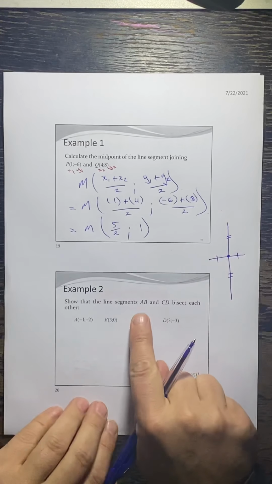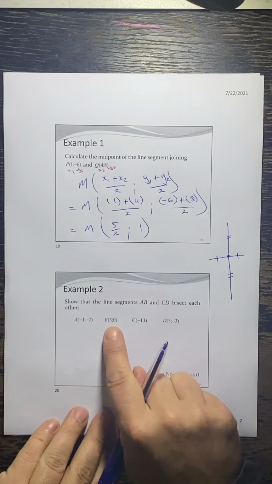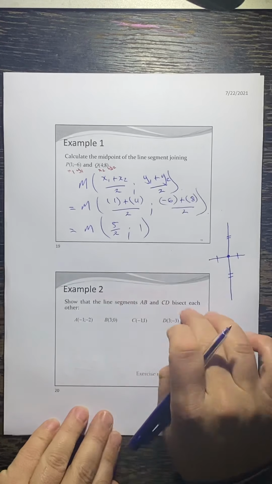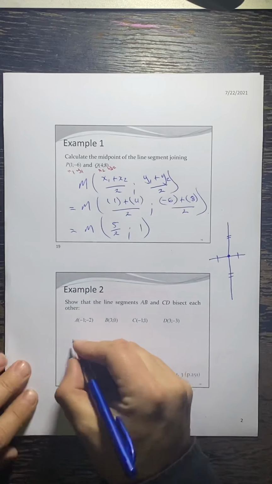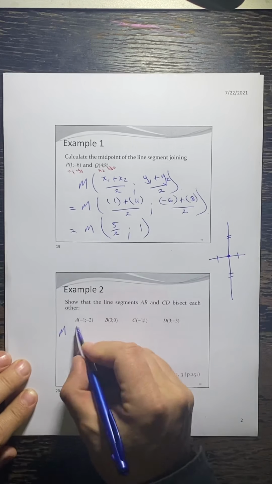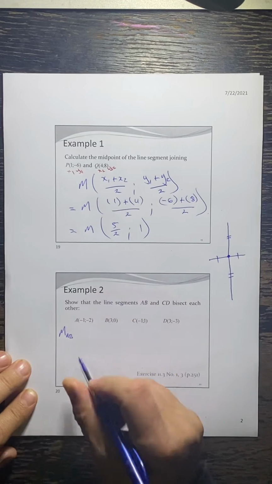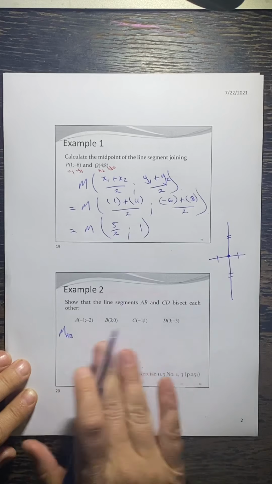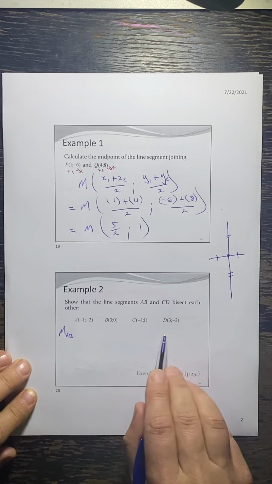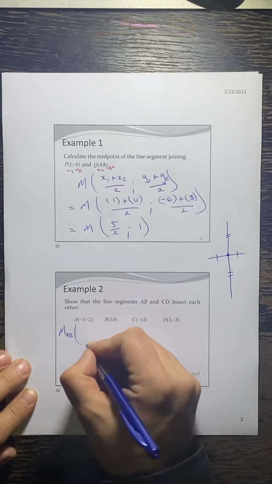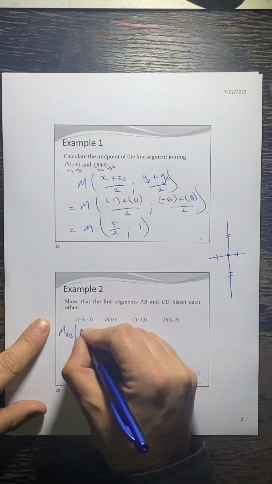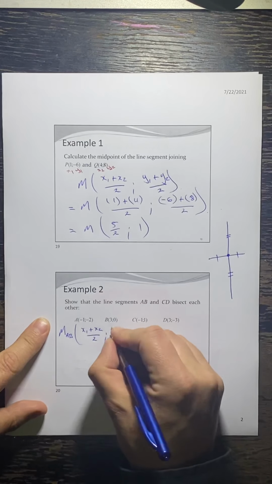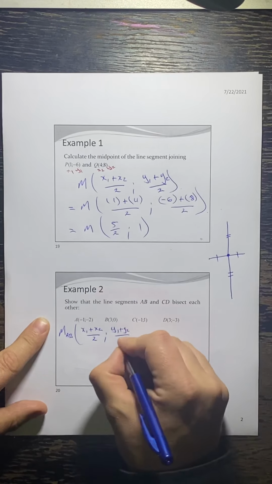Okay, so what I'm going to do is I'm going to find the midpoint for AB, and then I'll find the midpoint for CD. If they come out to be the same, therefore these things bisect each other. Okay, so let's find the midpoint of AB. Now with this one, I'm doing a subscript AB just to differentiate between our two midpoints, because you'll see that I'll get another midpoint CD here. Okay, so this is x1 plus x2 over 2, y1 plus y2 over 2.